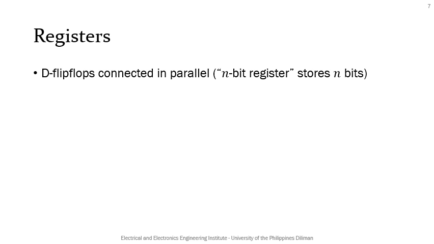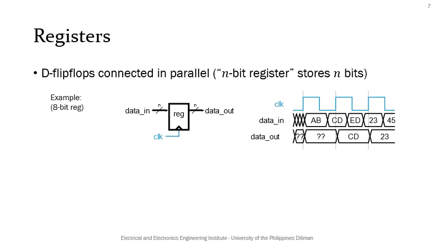Registers are simply D flip-flops connected in parallel, with one flip-flop storing 1 bit each. Thus, a 32-bit register is composed of 32 flip-flops in parallel. To illustrate how a register works, consider an 8-bit register that can store 2 hex characters as shown. In the first rising edge, the input was not yet ready, so we are not yet sure what is saved into the register. On the second rising edge, a value of CD is written, while on the third rising edge, a value of 23 is written.